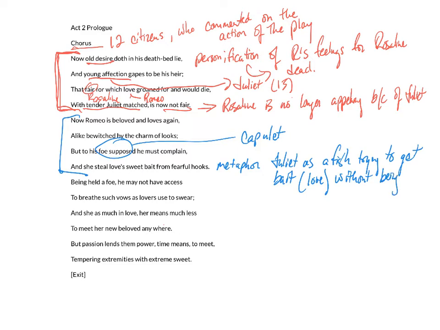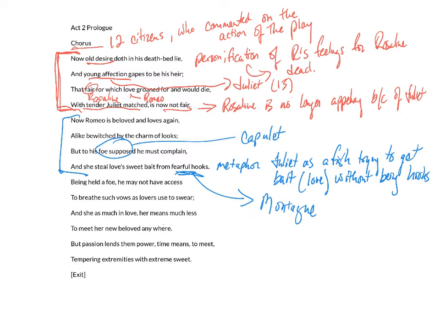So she must steal love's sweet bait from fearful hooks. Why? What does this mean? Well, it relates to the same thing as the line before, in the sense that the fearful aspect of the hook of love here is because Romeo's a Montague, so that makes it fearful.